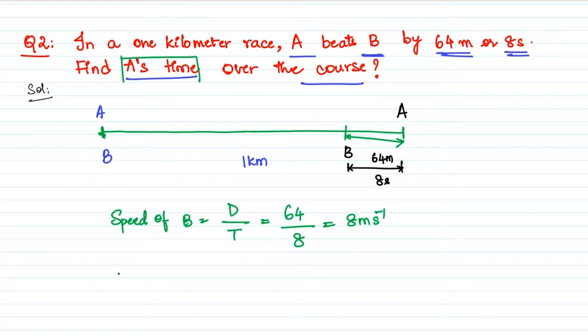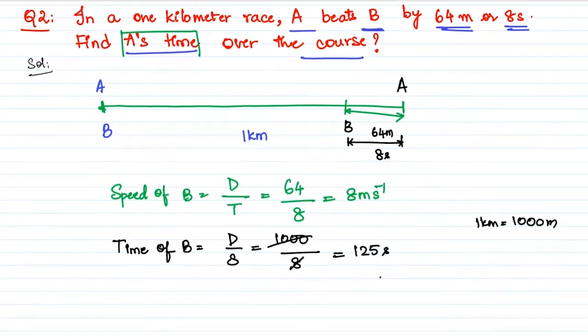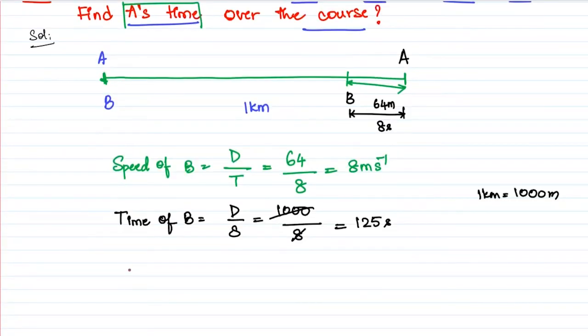Now, how much time will B take to finish the entire race? So time of B will be nothing but distance divided by speed. So the distance, suppose 1 kilometer, 1 kilometer is nothing but 1000 meters divided by the speed, 8. So this, if you simplify, you'll get 125 seconds. But we all know that the time taken by A is whatever time taken by B minus 8 seconds.